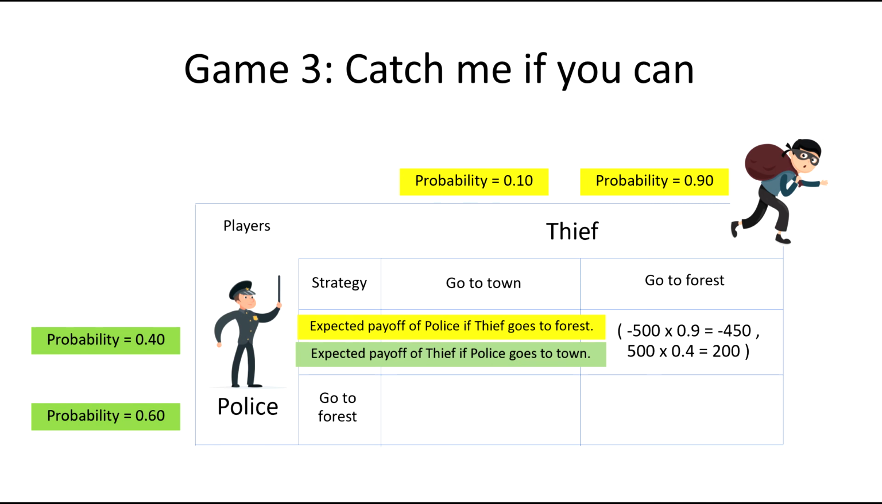And for the last cell, the expected payoff of the police if he goes to the town and the thief goes to the forest: he will lose 500 with a probability of 90%, which is the expected payoff of minus 450 U-tunes. And the expected payoff of the thief, when the police goes to town, is that he will escape and gain 500 with a probability of 0.4, 40%. Therefore, he expects that he will gain 200 U-tunes.